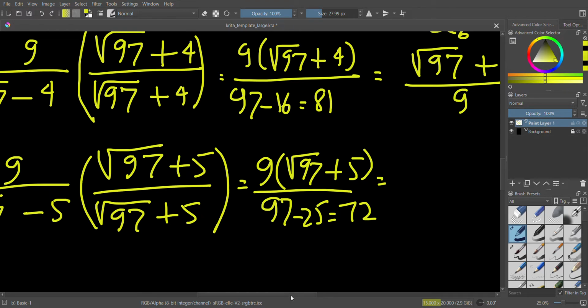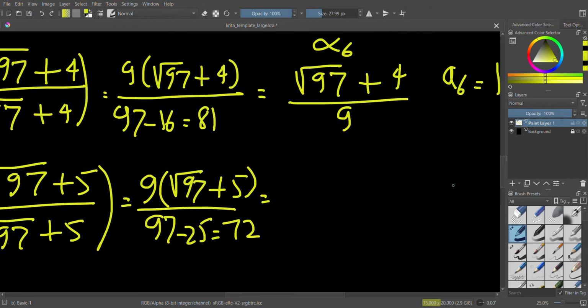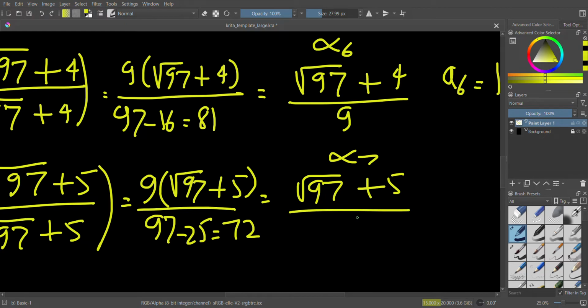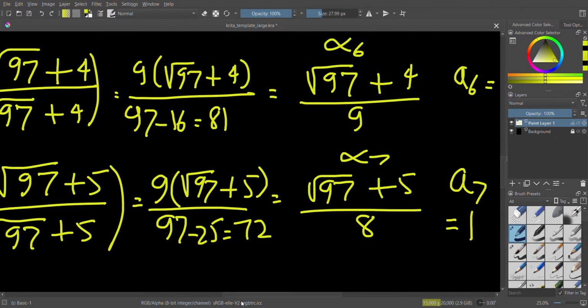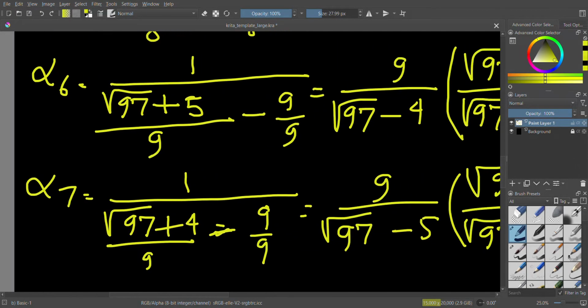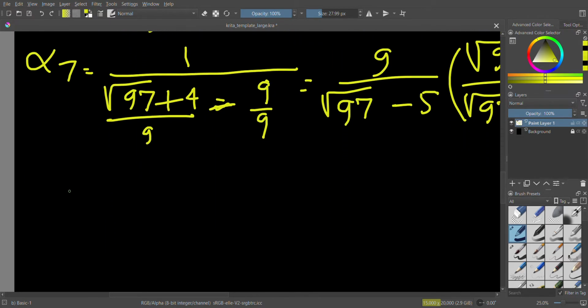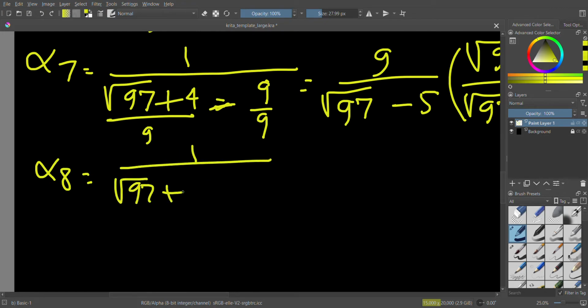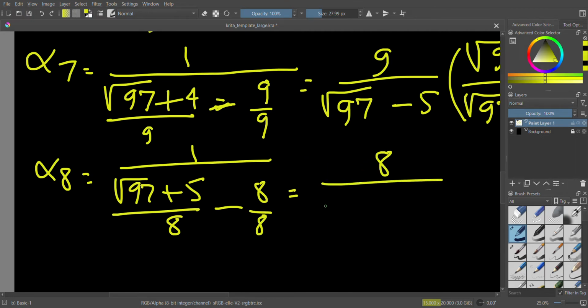And then this is alpha sub 7 is square root of 97 plus 5 divided by 8. Right? And our A7, 14 over 8, is about 1 when you floor it. All right. And we said it was 5 and 8. Alpha sub 8, 5 and 8, minus 1, which is 8 over 8, minus 3, let's do the conjugate.